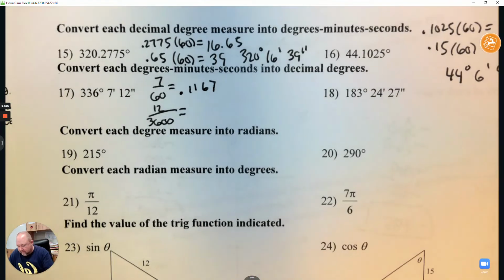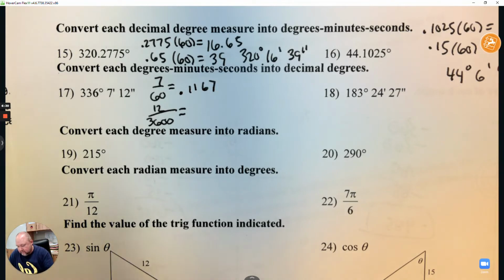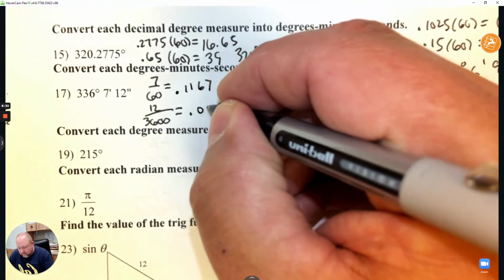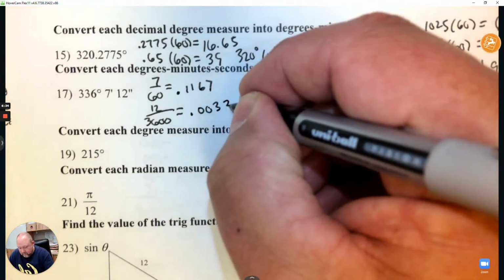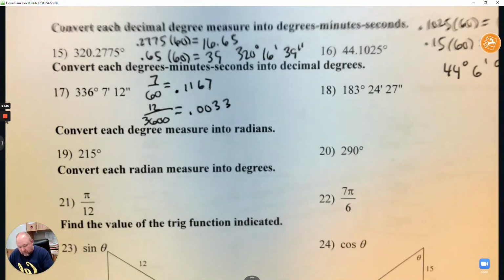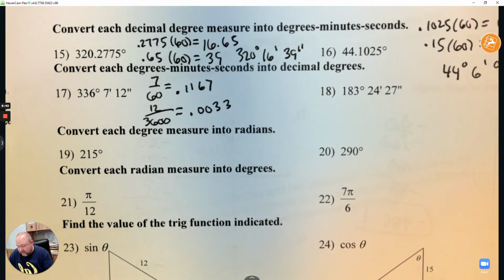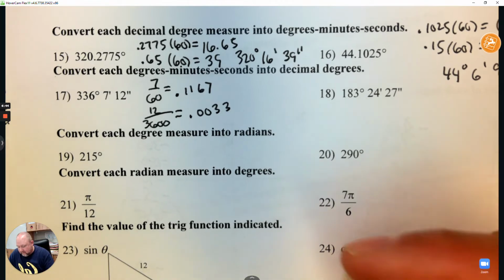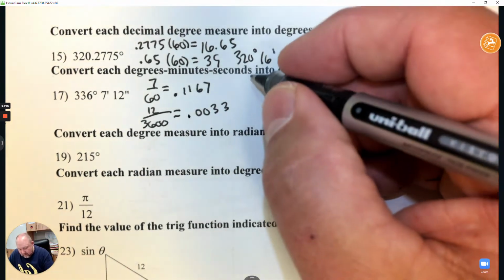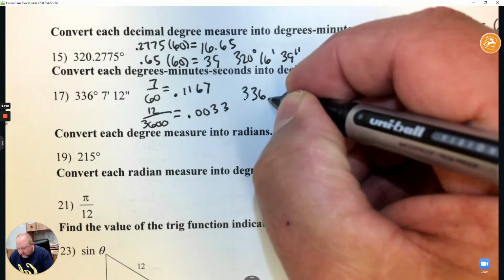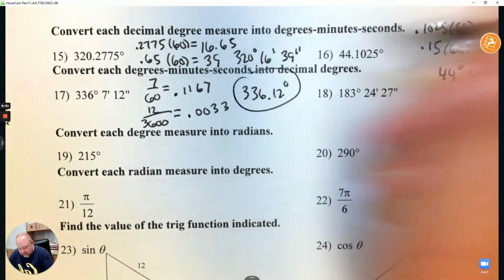I'm going to round it. 12 divided by 3600. And then add those two together. So 0.1167 plus 0.0033. I get 0.112. So 336.12 when I add those together.